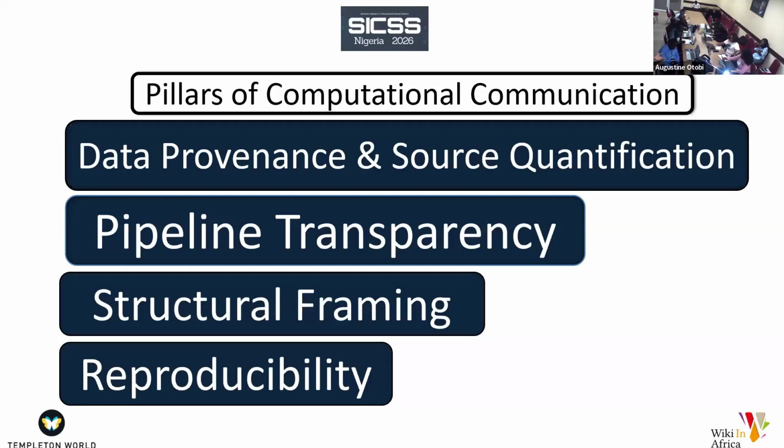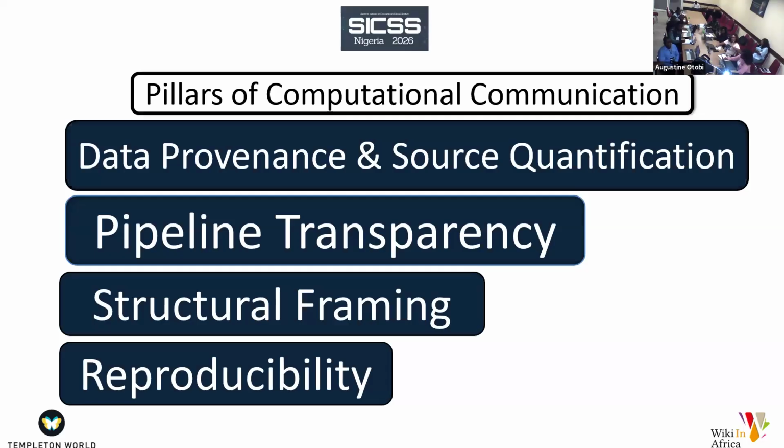That is the first thing. In fact, anytime you put out a computational research, the first thing the person looking at the paper wants to look at is to rush down to the method section. And there he wants to see, where did this person get this data? Can I go there right away and see this data this person is talking about? So the first pillar of communicating computational research is data provenance and source quantification.